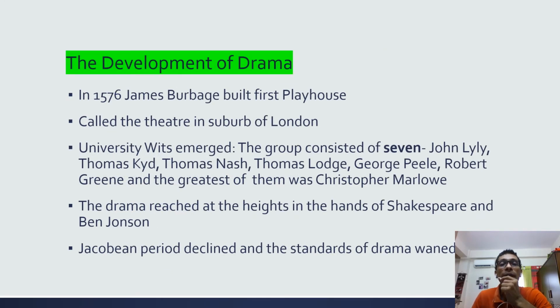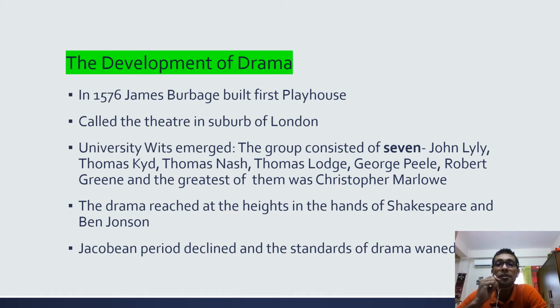Okay. What actually happened in the Elizabethan age? The development of drama. The Elizabethan age is basically called the age of plays or the age of drama. And in 1566, James Burbage built the first playhouse, which was a very prominent event at that time. It was called the Theatre. That is, theatres started to be erected in the suburban areas of London.